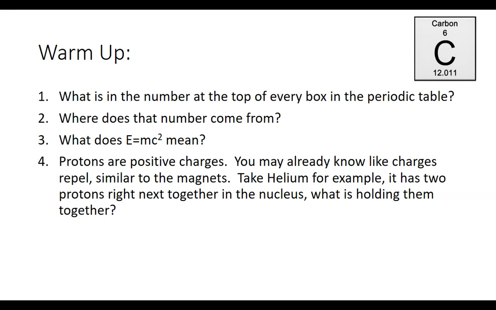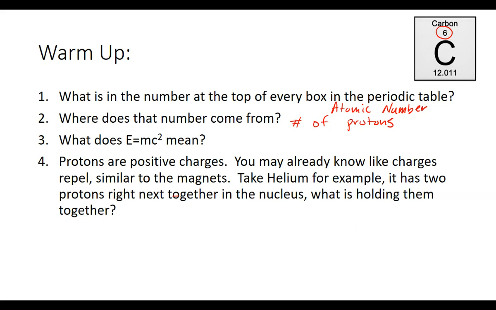Okay, welcome back. First one is, what is the number in the top of every box in the periodic table? That would be referring to the six right here. That's called the atomic number, and it comes from the number of protons. So in the example of carbon, carbon has six protons, so that's what the six means. Helium, which is two, has two protons. So that's what distinguishes one element from another element.